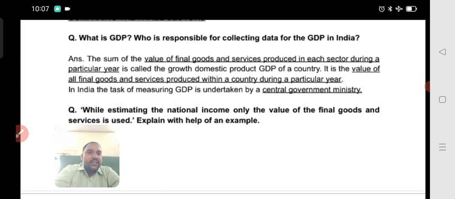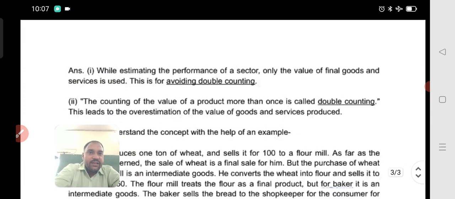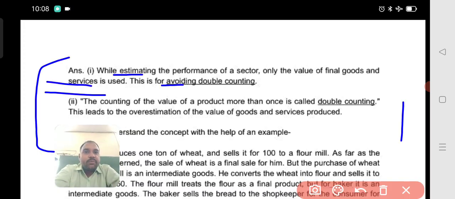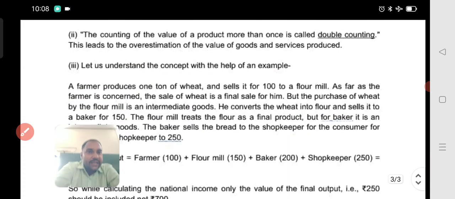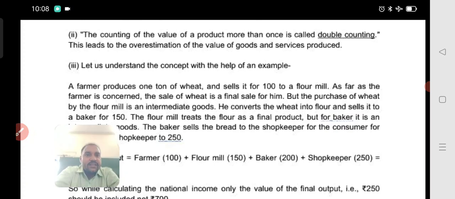While estimating the national income, is only the value of final goods and services used? The answer is yes, we use only the final value of goods and services. What problem occurs? We get the problem of double counting. To avoid this problem of double counting, we use only the value addition, and this is clearly explained with the help of a simple example here. In the answer you have to write it in the same way.